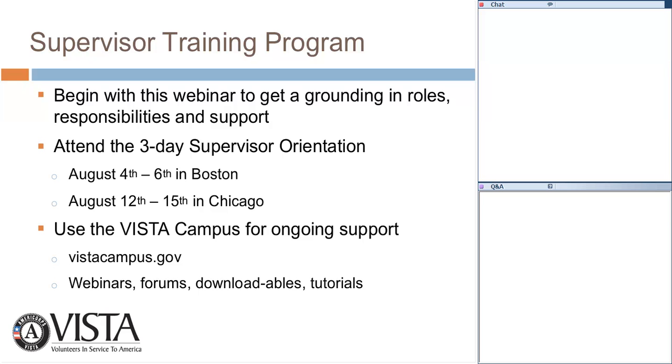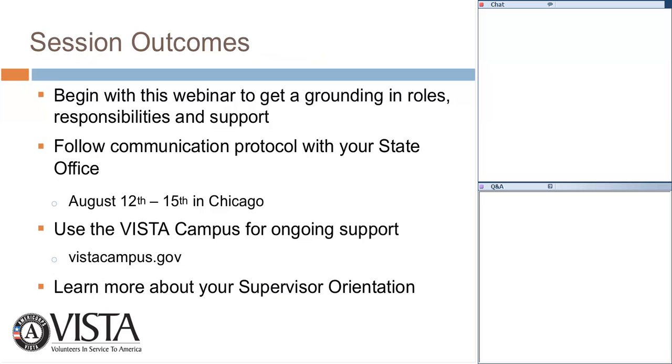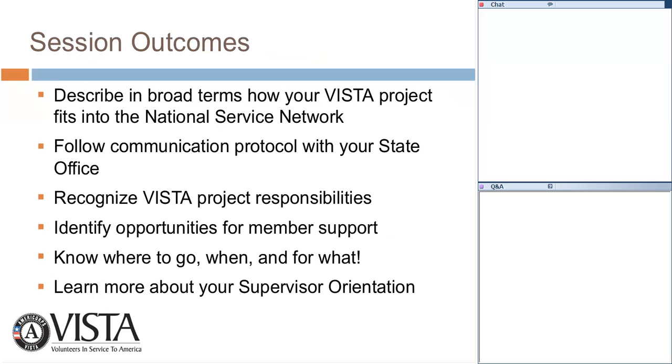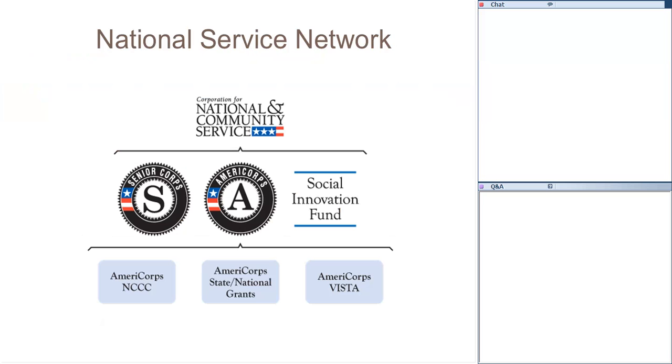So the federal government agency that manages national service programs is known as the Corporation for National and Community Service. That is the agency where I work and Sarah works. And the Corporation for National and Community Service operates or runs three major program areas.